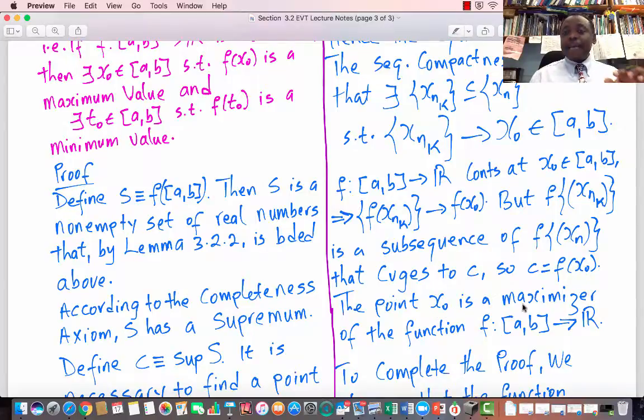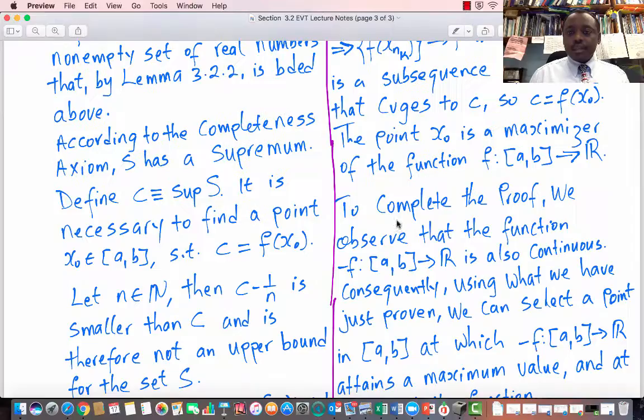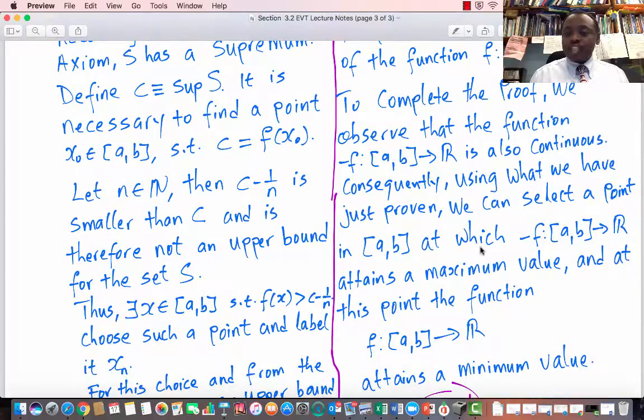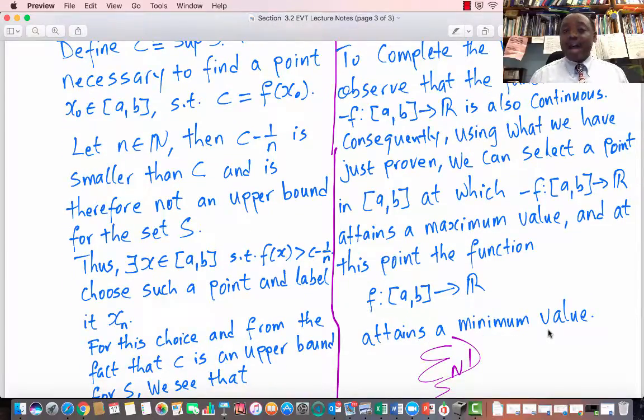That means x0 is a maximizer of the function f from the closed bounded interval [a, b] to the set of real numbers R. To complete the proof, we observe that the function negative f from the closed bounded interval [a, b] to R is also continuous. Consequently, using what we have just proven, we can select a point in the closed bounded interval [a, b] at which the function negative f attains a maximum value, and at that point, the function f from [a, b] to R attains a minimum value. Therefore, we can conclude that if a function is continuous on a closed bounded interval [a, b], then it attains both a maximum and a minimum.